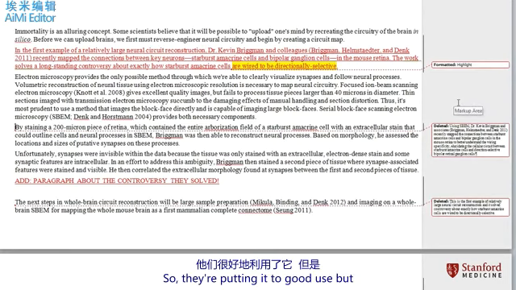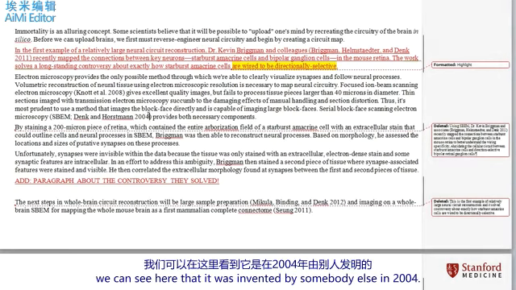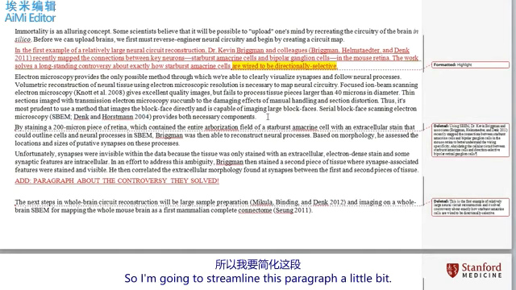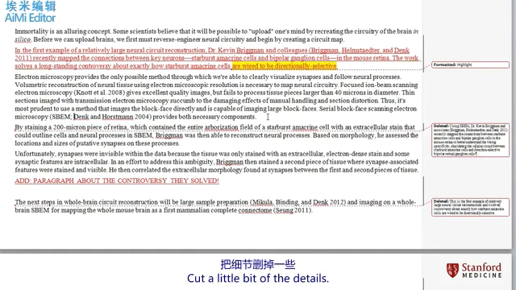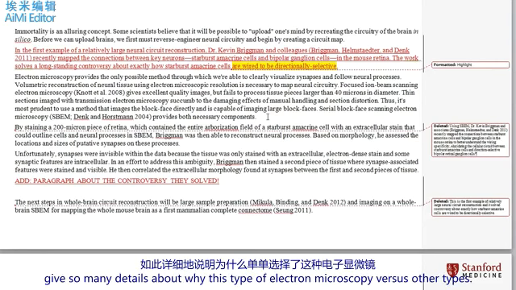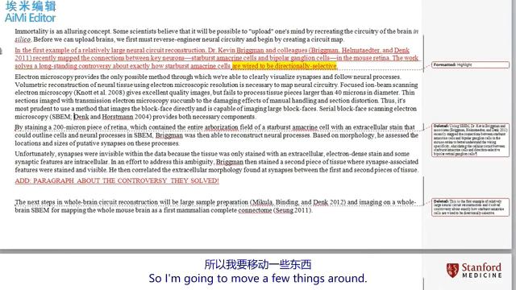So they're putting it to good use, but we can see here that it was invented by somebody else in 2004. So we may not need quite all of the details. So I'm going to streamline this paragraph a little bit, cut a little bit of the details, and I would ask the author to, in their revision, think about, do we even need to give so many details about why this type of electron microscopy versus other types? So I'm going to move a few things around.